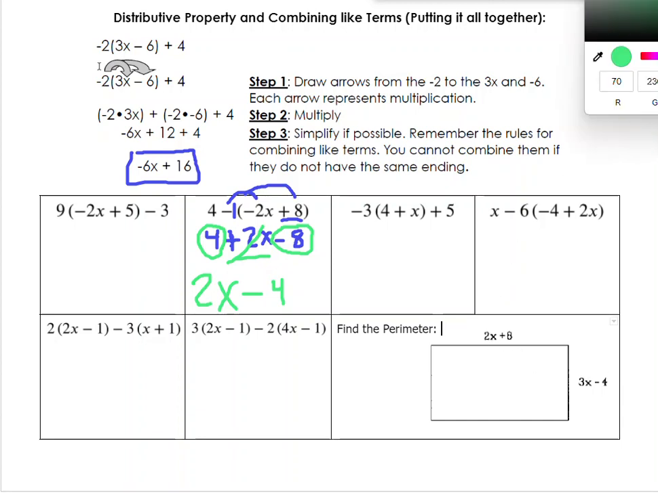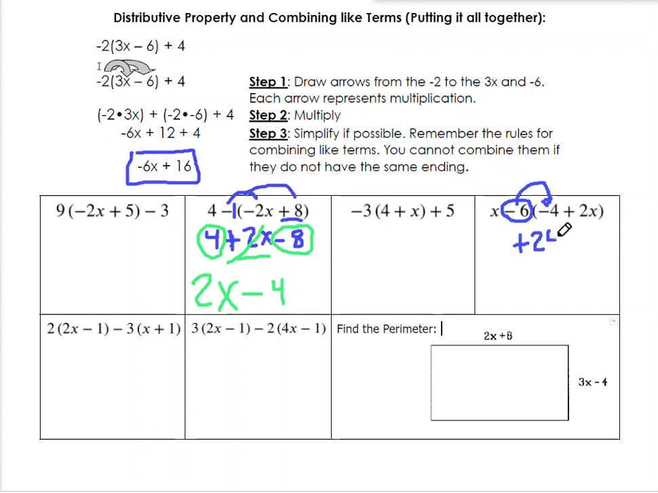Let's do this top right one here. I see I have x minus 6 parentheses negative 4 plus 2x close parentheses. What's touching the parentheses? Well, it's this 6, but what's in front of the 6? It's a minus sign. So that really means that that is a negative 6. Remember, the signs in front stay with the terms. Negative 6 times negative 4 will give me a positive 24.